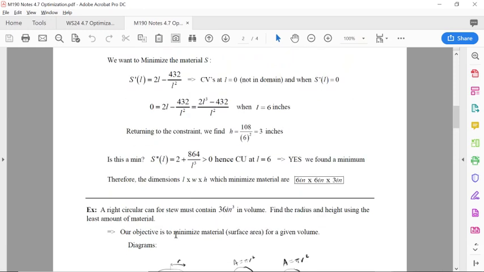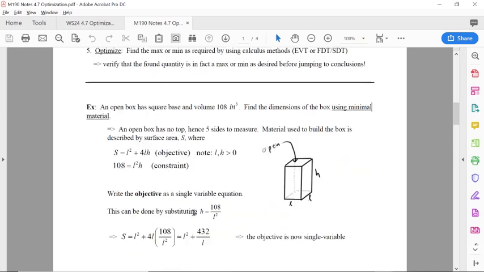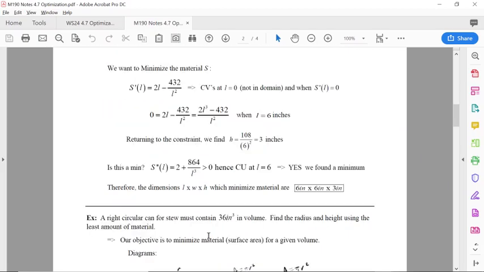Otherwise, it is a continuous function, right? This is a rational function. It is continuous on its domain, so it's continuous everywhere except for L equal to 0, but 0 is not in the domain of the surface area function anyway. So it's continuous everywhere of interest. Furthermore, it's differentiable everywhere we might be interested because, again, it's a rational function.